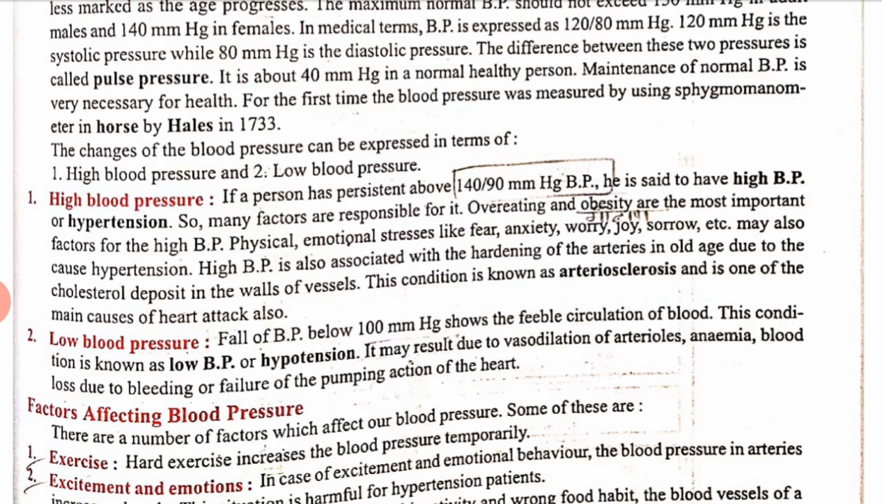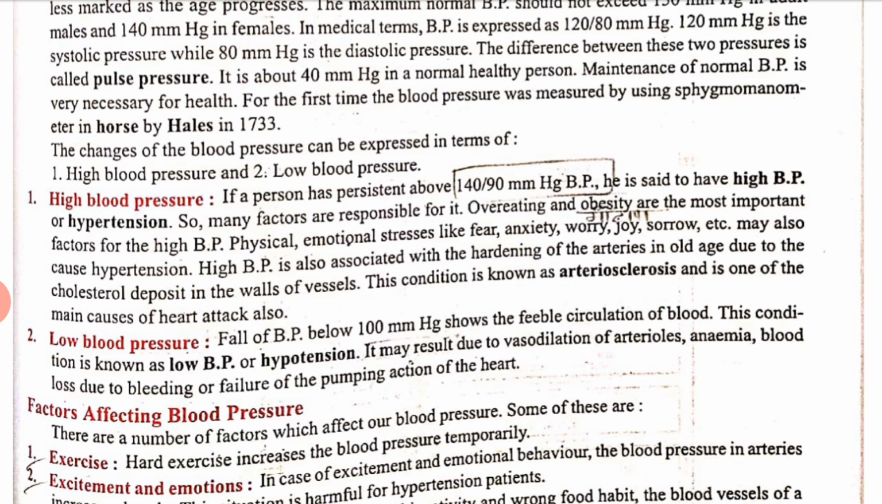Now many things also cause hypertension. Hypertension means more than tension. Yes, so high BP is also associated with the hardening of the arteries in old age due to cholesterol deposited in the wall of the vessel, and this condition is known as arteriosclerosis and is one of the main causes of heart attack also. Okay, more tension can create a heart attack.